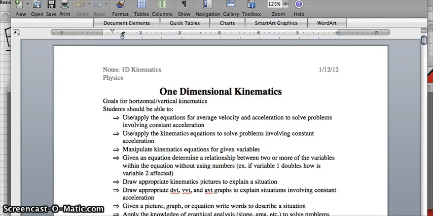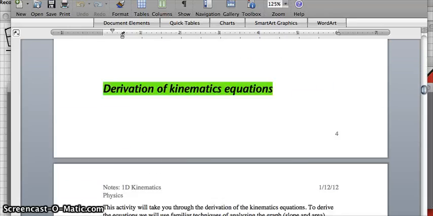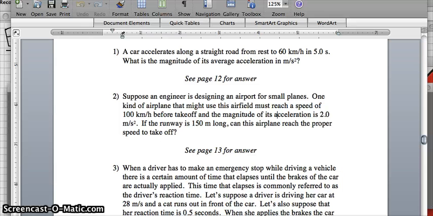Welcome everyone. We are in our one-dimensional kinematics notes. We're going to scroll on down here to page 8 and we are going to look at example number 2. Example number 2 is about an airplane taking off, and we know it has to reach a certain speed before it can do so. We know we have a certain length runway as well.